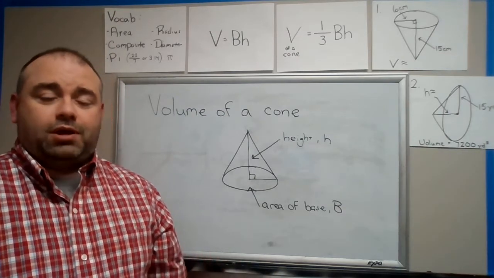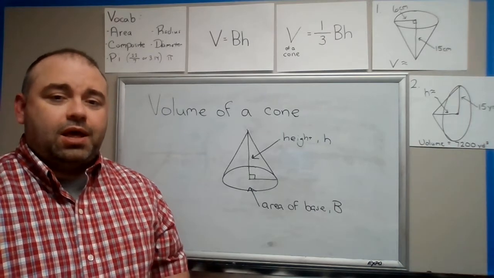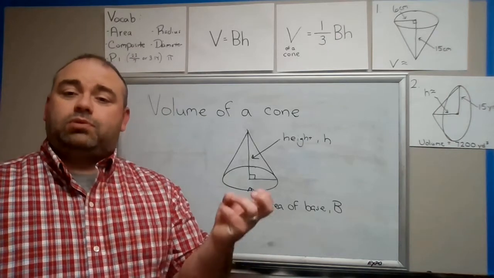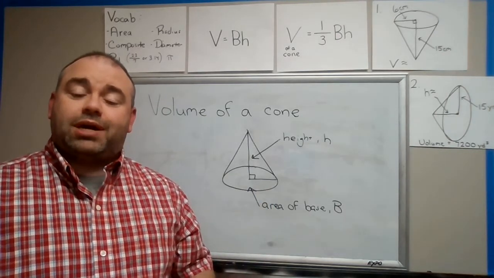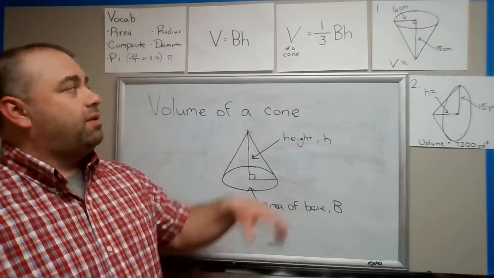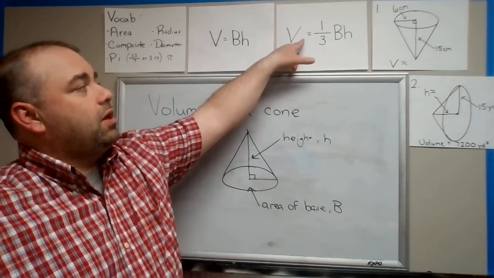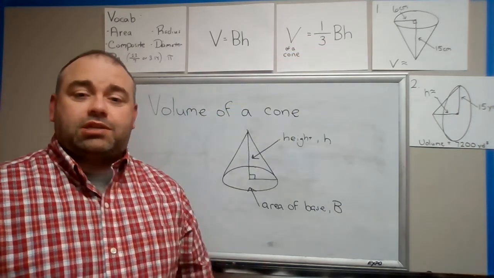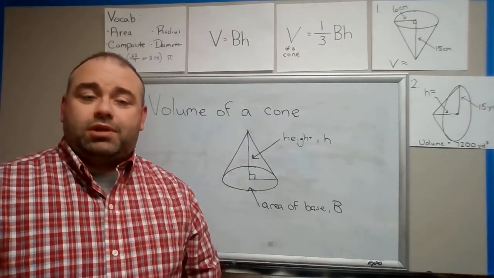Today's big formula, where it becomes a little bit different, is a cylinder would be continued all the way up to the top. A cone comes to a point, so it's not going to be the same. It's actually going to be 1/3 of a cylinder. So that's why our formula for volume of a cone equals 1/3 times base times height. So that's going to be our starting formula today as we go through.